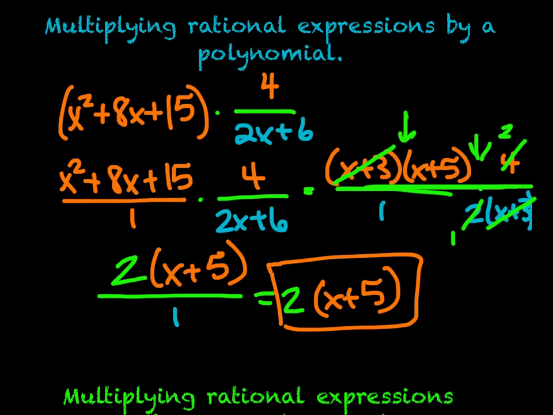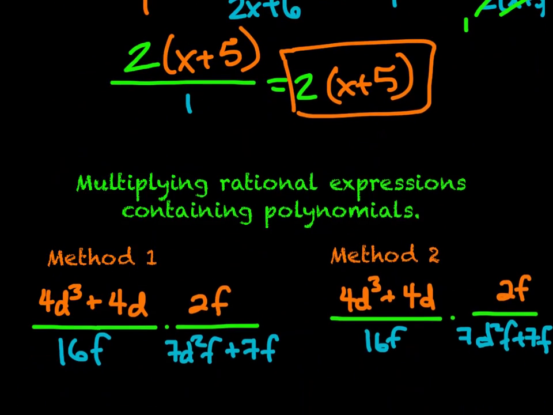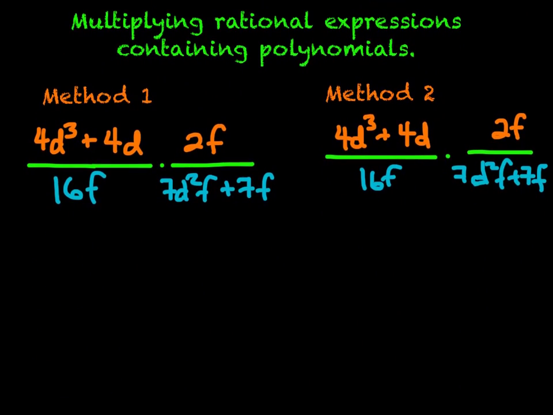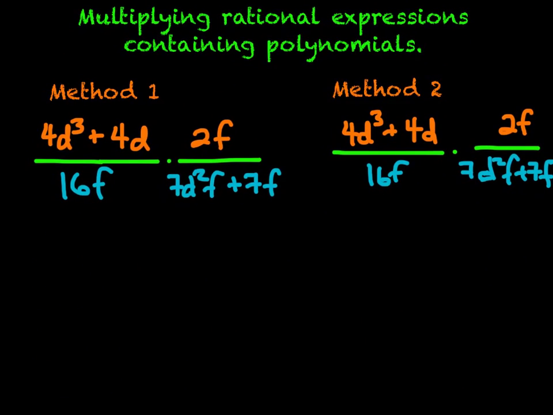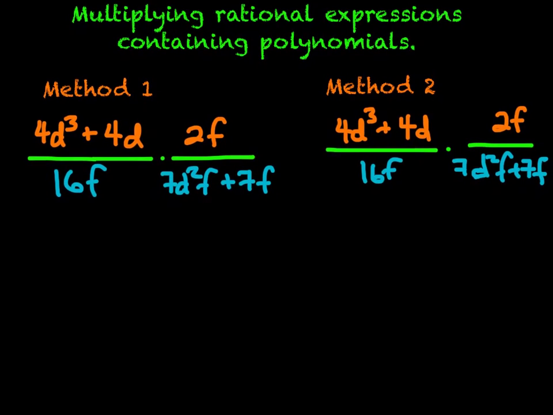Completely simplified. Let's try one more type of multiplication: multiplying rational expressions containing polynomials. For this particular problem, we can actually do this one of two ways. One way I like more than another.